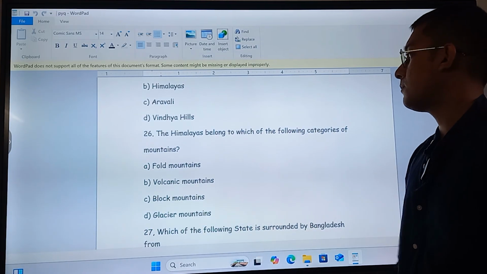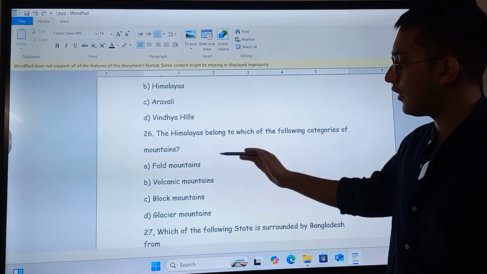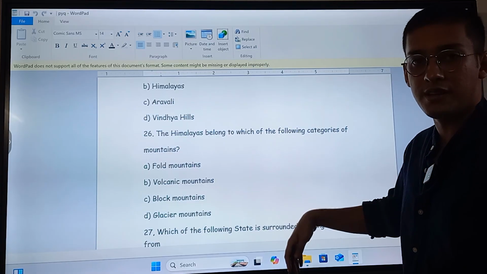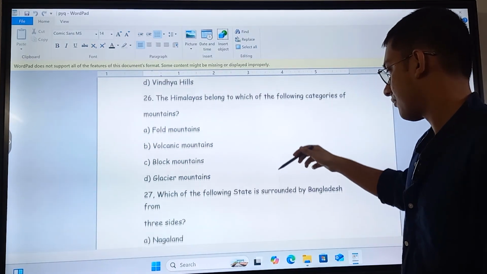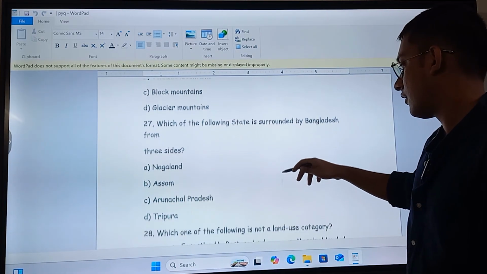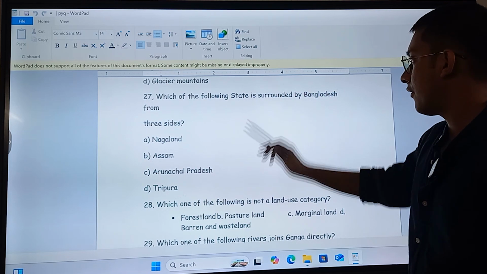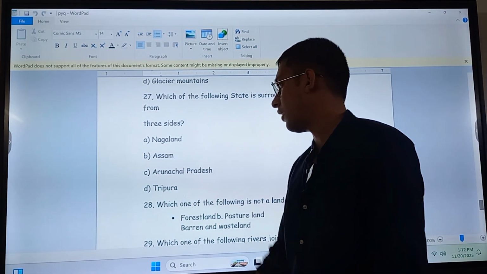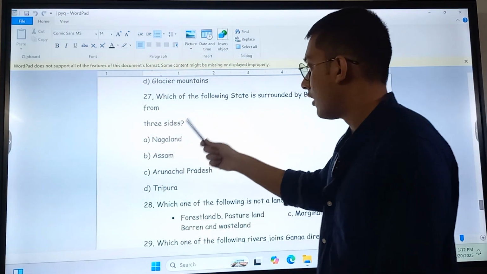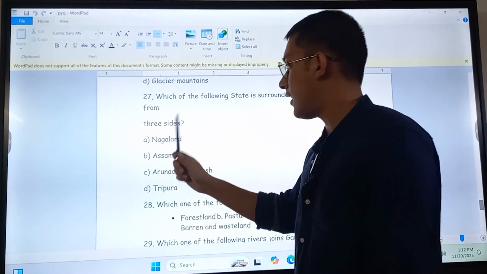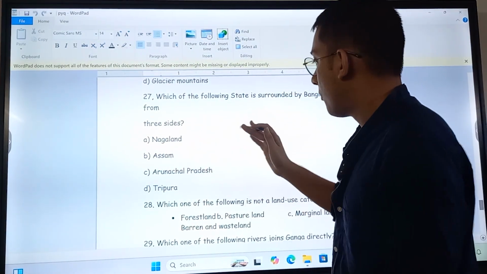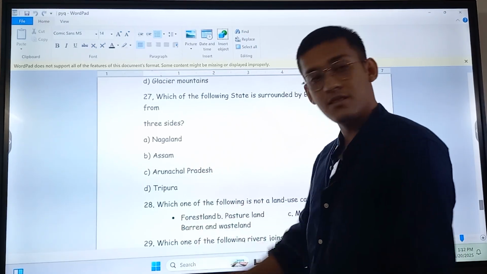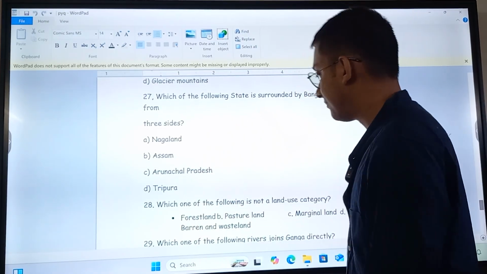Now, the Himalayas belong to which of the following categories of mountain? Fold, volcanic, block or glacier? It's your fold mountain, young fold mountains. Which of the states is surrounded by Bangladesh on 3 sides? Nagaland, Assam, Arunachal, Tripura. Arunachal, there is China, it can't be. Nagaland, there is Myanmar, it can't be. Assam, it's Bangladesh, but not on 3 sides. So the answer is Tripura, option D.